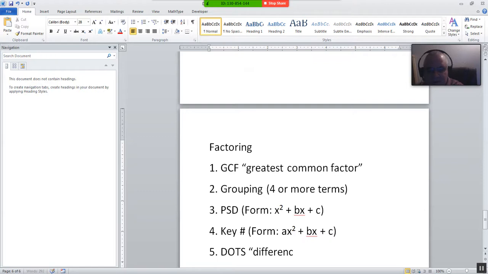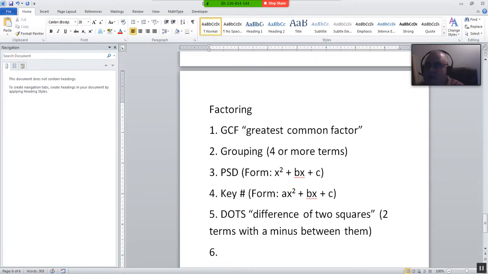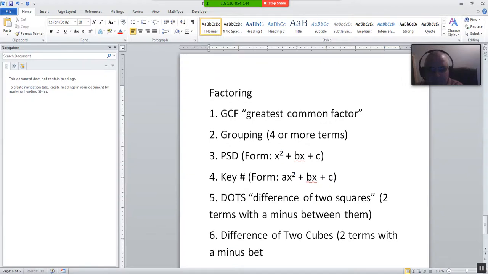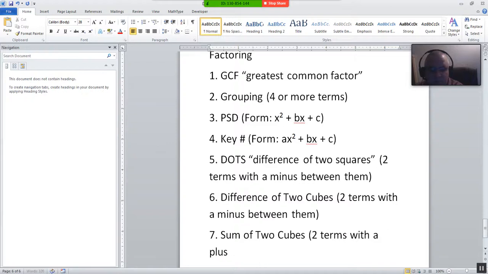Our fifth is DOTS. This stands for difference of 2 squares. This is when you've got 2 terms with a minus between them. Our sixth is a difference of 2 cubes. And this is when you've got 2 terms with a minus between them. And our 7th one is the sum of 2 cubes. This is when you've got 2 terms with a plus between them.